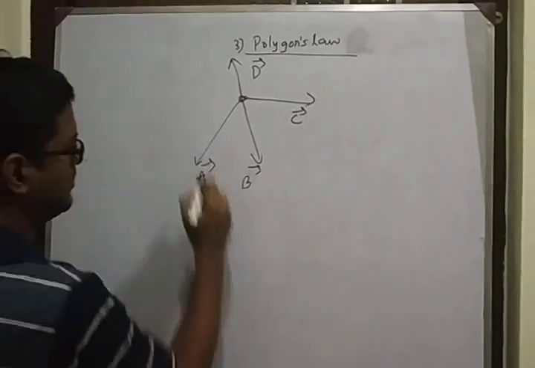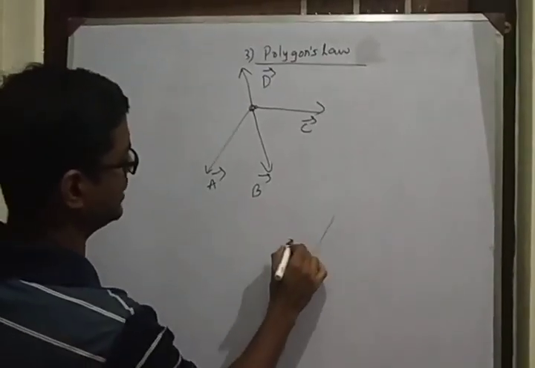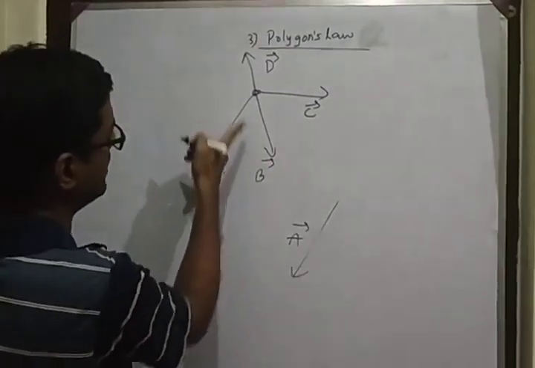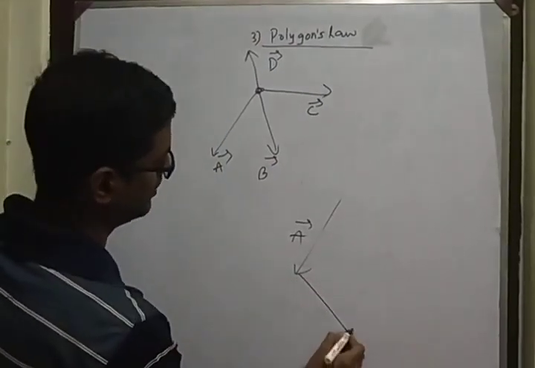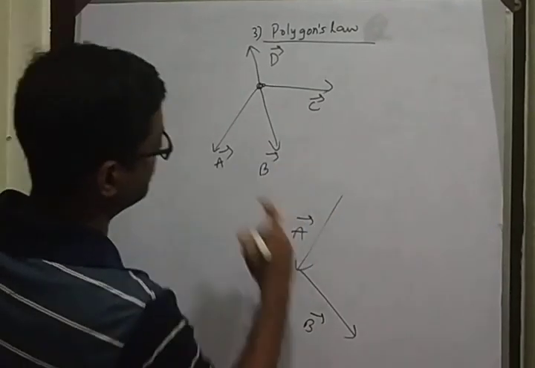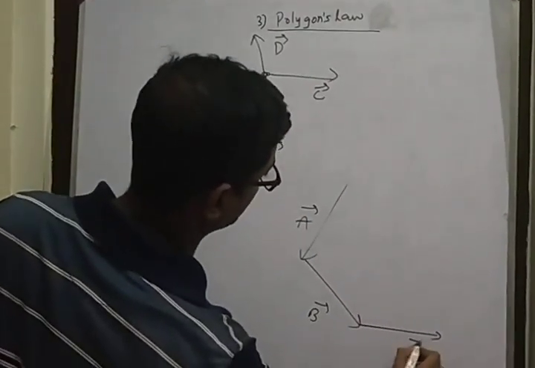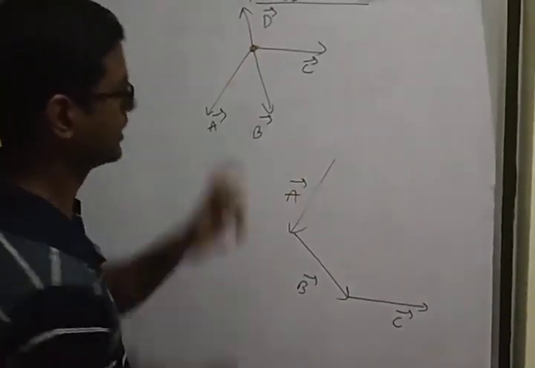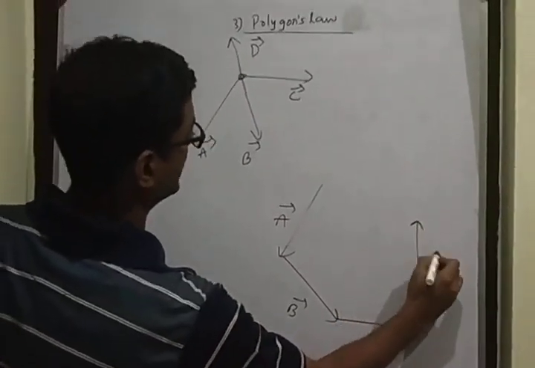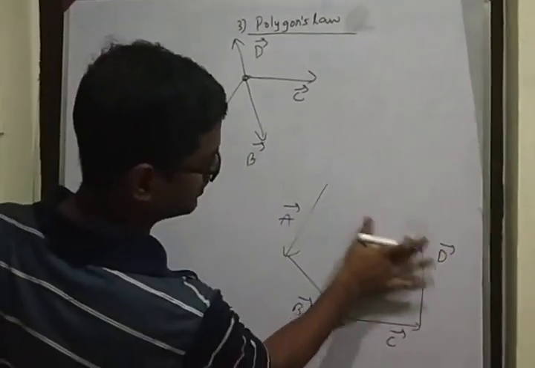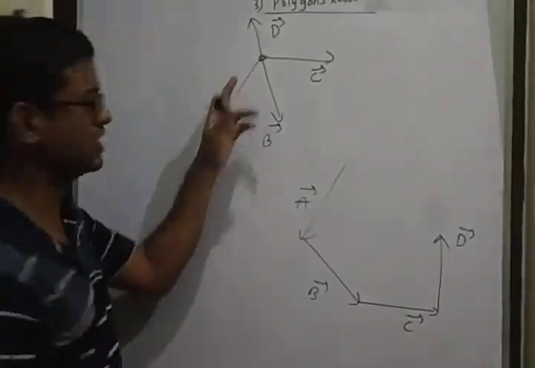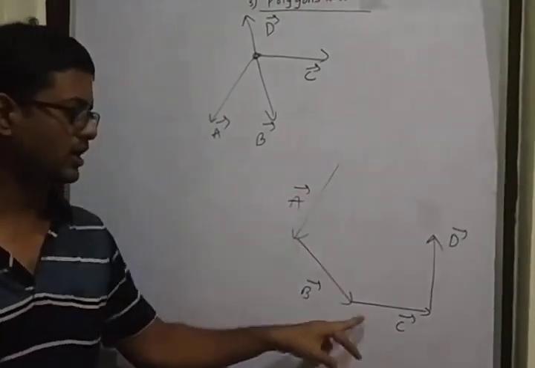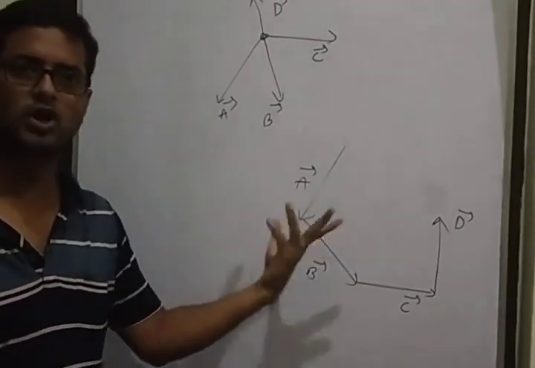What I will do, I am just taking a vector without changing its magnitude and direction, shifting it. Now I am putting the tail of the b vector to the head of the a vector. This is my b vector. Similarly, I am putting the tail of the c vector to the head of the b vector. A vector, b vector, c vector. Now my d vector will be, let's say, like this. So without changing the magnitude and direction, I am shifting a vector, b vector, c vector, d vector in the same order. So the concept comes from here.